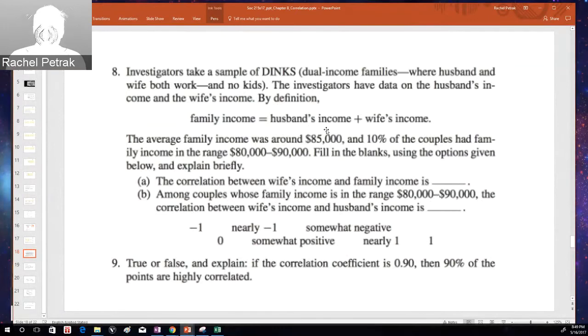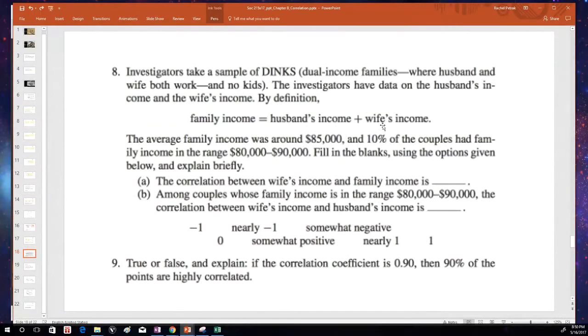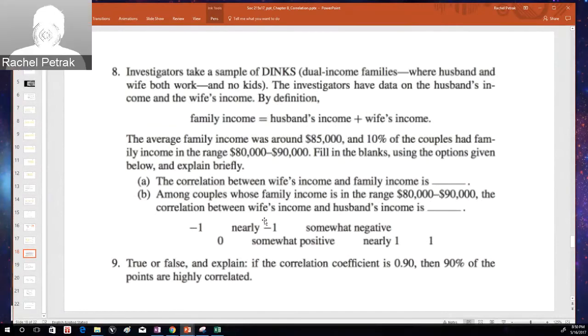If we were looking overall at the correlation between husband and wife incomes, then we could see that there's a somewhat weaker correlation. So it would probably just be somewhat negative if we looked across the whole data set.